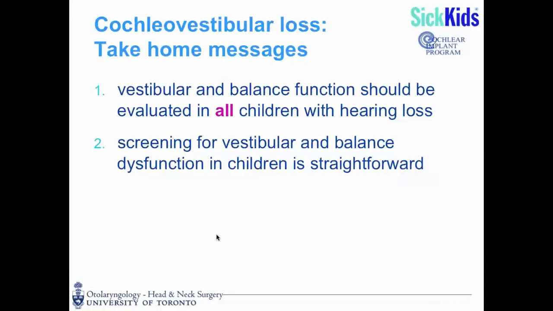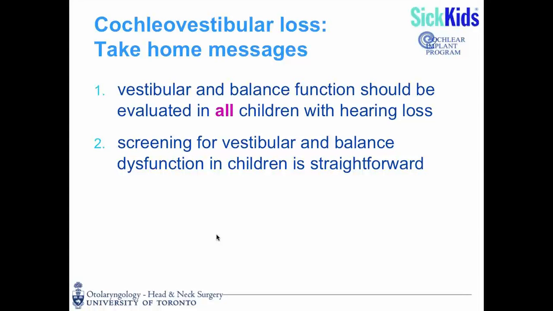So in conclusion, if I think about the take-home messages that I'd like to have resonate today, it is that vestibular and balance function should be evaluated in all children with hearing loss. When we think about the other things that we test in children with hearing loss, sometimes we'll talk about testing cardiac function with an EKG, looking for very uncommon abnormalities, or we'll test renal function for that small population of children who will have associated kidney dysfunction. Whereas the most common associated abnormality with hearing loss is vestibular impairment, and I would hazard to say that most clinicians don't even look for it.